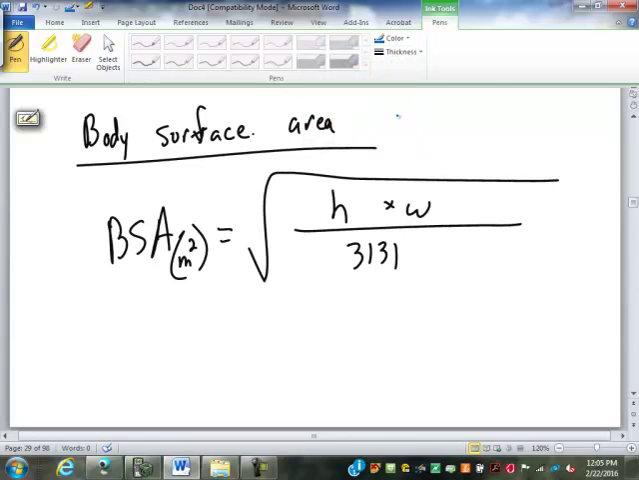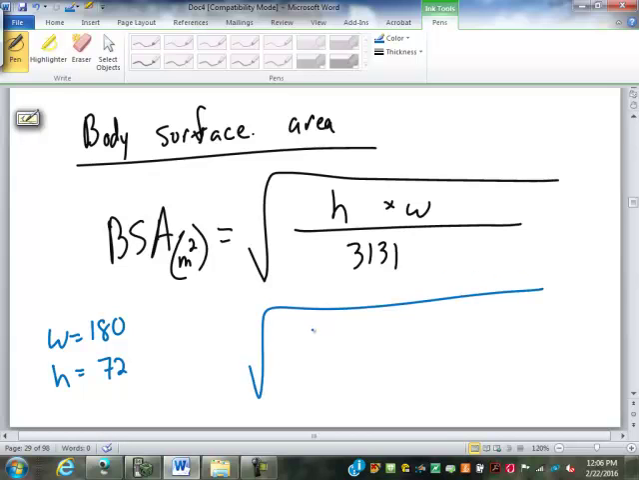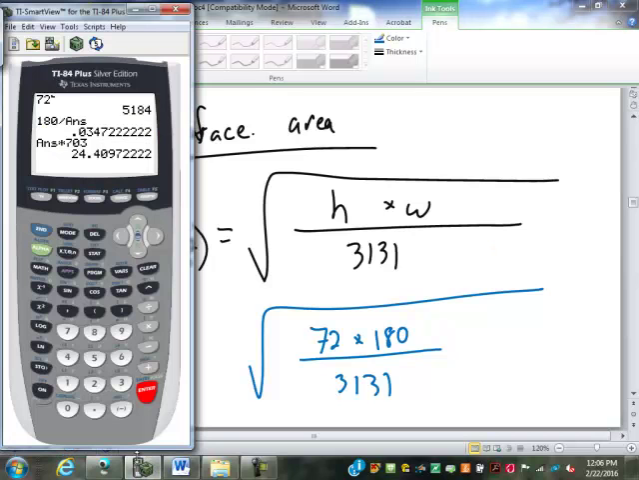So let's take that same person we had up above, who has a weight of 180 pounds and a height of 72 inches, and plug them in. Get a body surface area. So 72 times 180 over 3131. Now, at this point in the course, I don't have a problem with you guys running these through the calculator instead of doing it out by hand. You're going to have to use the calculator for the square root here anyway. So let's do this. Square root of.